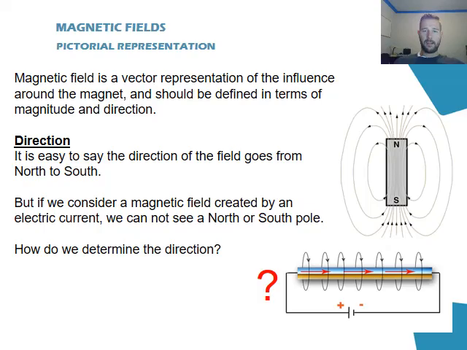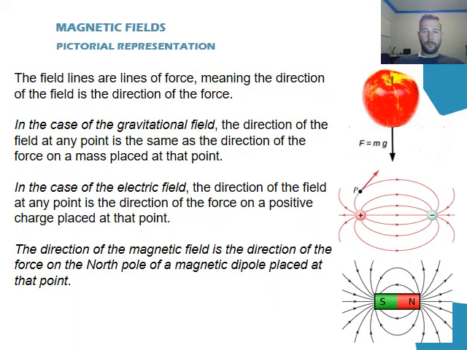But if we had a situation where the north or south wasn't labelled on the diagram, how do we determine the direction of the field? When we talk about field lines, we talk about the direction of force. So for example, when we're talking about gravity, the field lines of gravity are the direction of the force that is experienced by a mass.